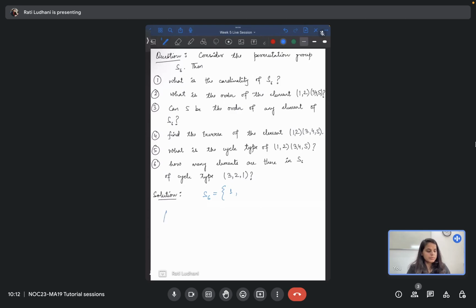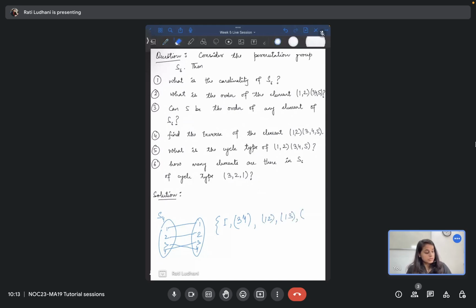So basically, these are all the bijective maps from 1 to 6. For example, I'll write S4, which is basically 1, 2, 3, 4. You need to write all the bijections. Either you map everything to itself, so 1 goes to 1, 2 goes to 2, which is just the identity. For the second element, 1 goes to 1, 2 goes to 2, 3 goes to 4, and 4 goes to 3. As a cycle, 3 goes to 4 and 4 goes to 3. So actually there are 24 of these.